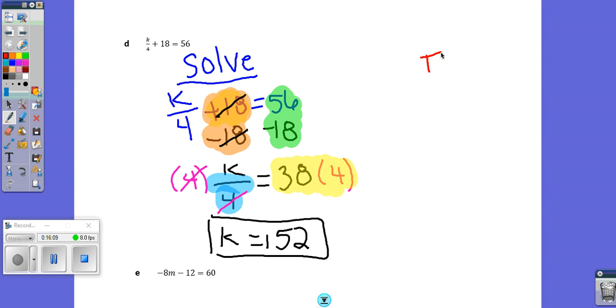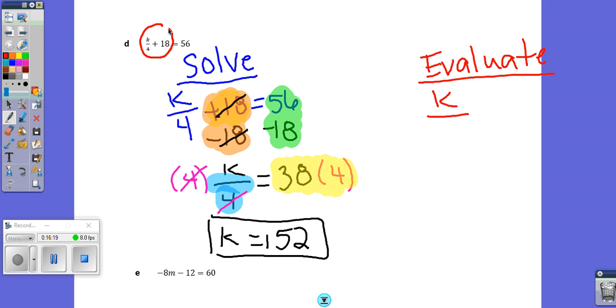Now we're going to evaluate over here. If I'm moving too fast, of course, you can always pause or rewind. Okay, so I'm copying down the expression. The expression is k divided by 4 plus 18. And they are saying that if we evaluate this, we should get 56. So instead of k, I will replace that with the number 152. So 152 divided by 4 plus 18.